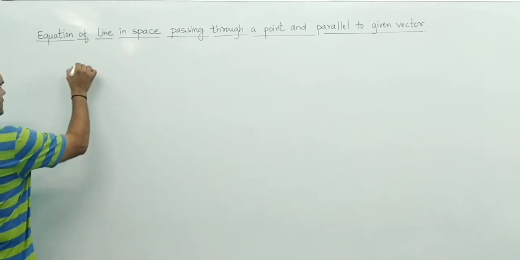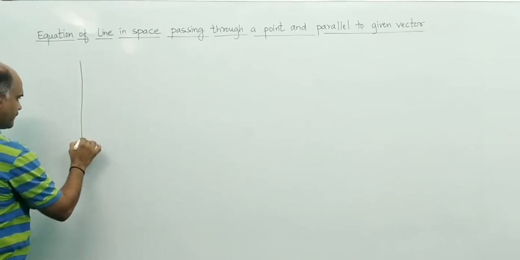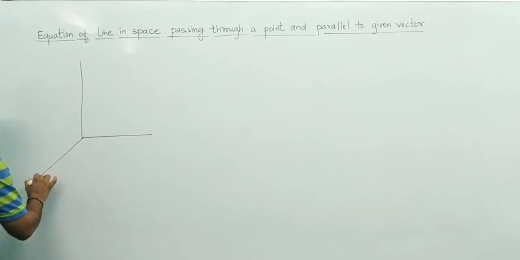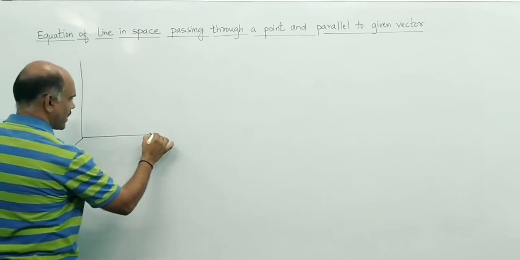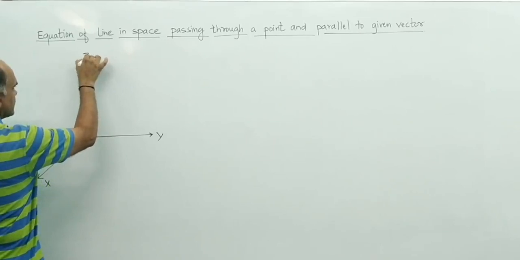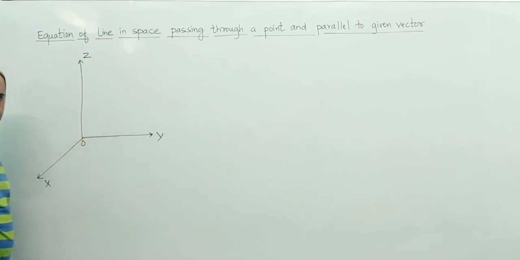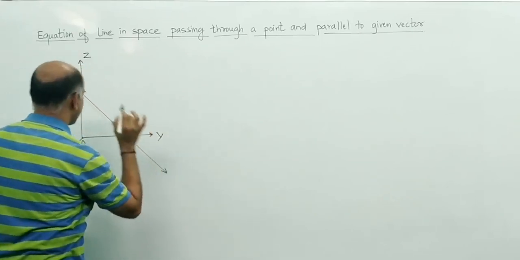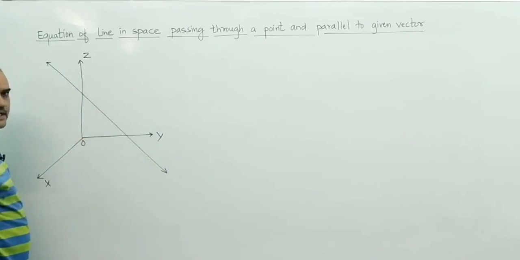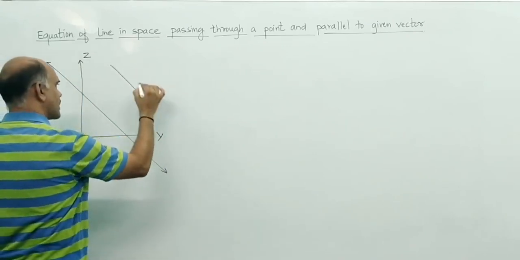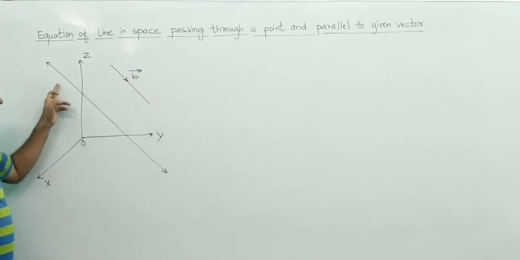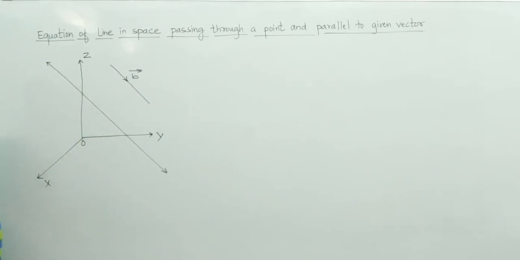So there is a line, it is passing through a point and is parallel to a given vector. First I will take coordinate axis x, y, z. There is a line, one line I will take. This is a line whose equation we are required to find. It is parallel to another vector, you may say b. So this line equation we are required to find.